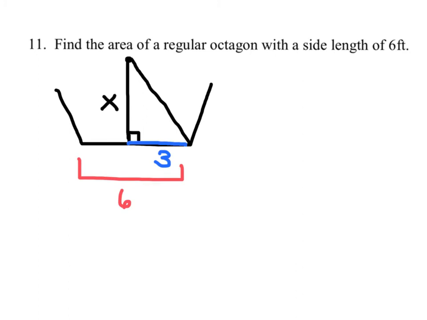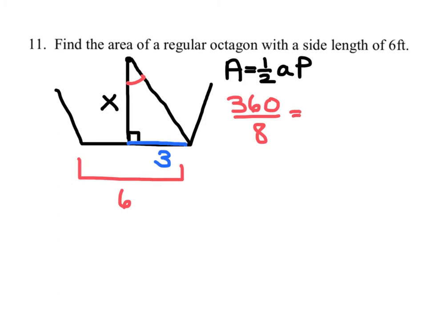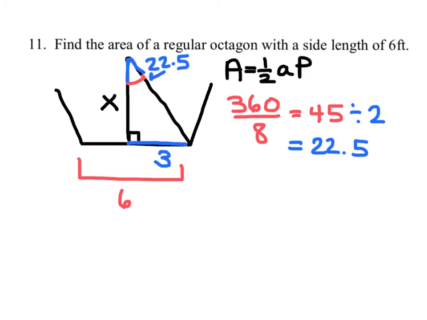I need to find my apothem. I need to know which angle I'm going to use. So again, my area is equal to 1/2 apothem times perimeter. We always start the same way: we want to find that central angle. So we're going to take 360 divided by the number of sides, which is 8. That's 45. But that's not just this top angle. I want to divide that by 2 to get my top angle, which is 22.5. That's my angle.